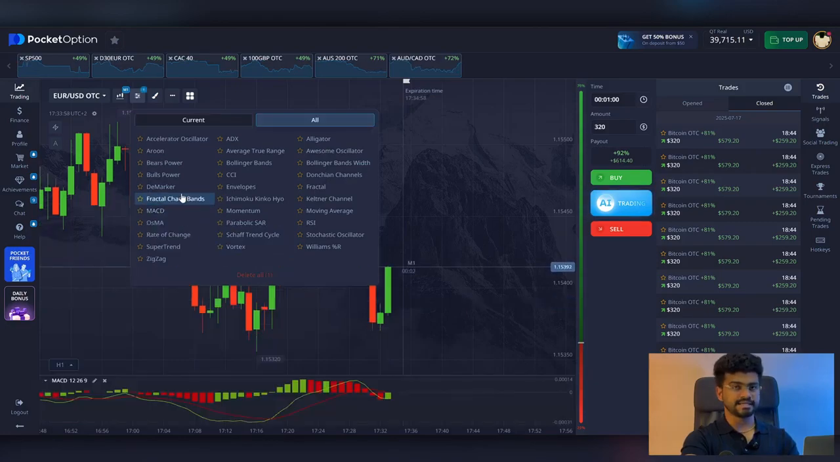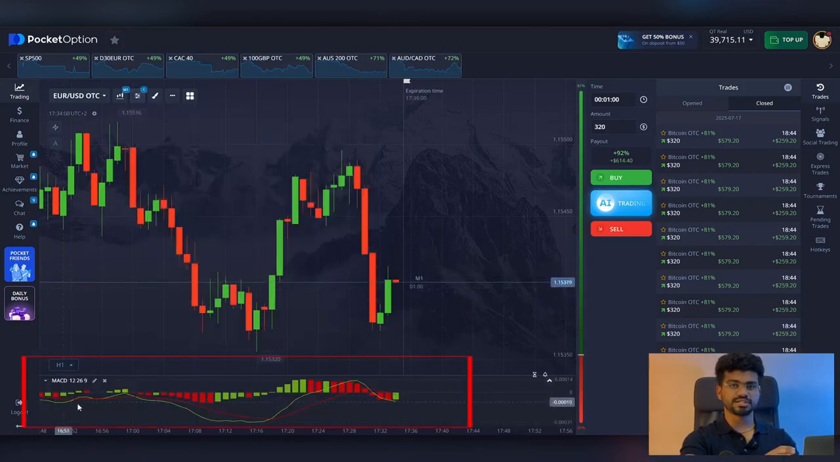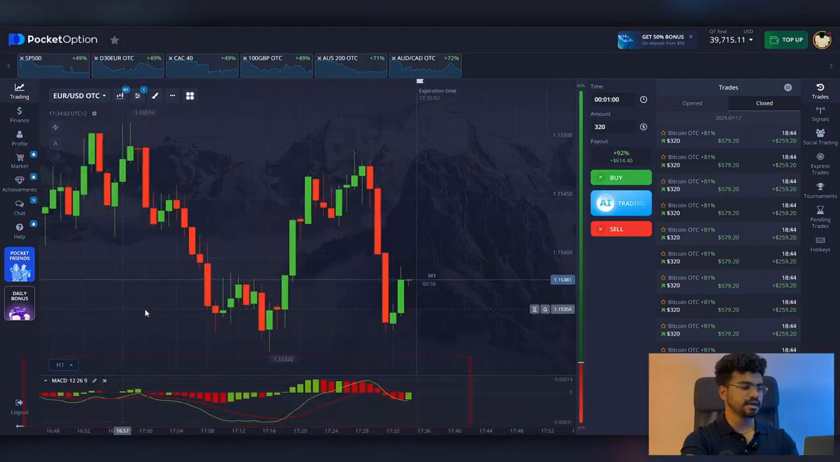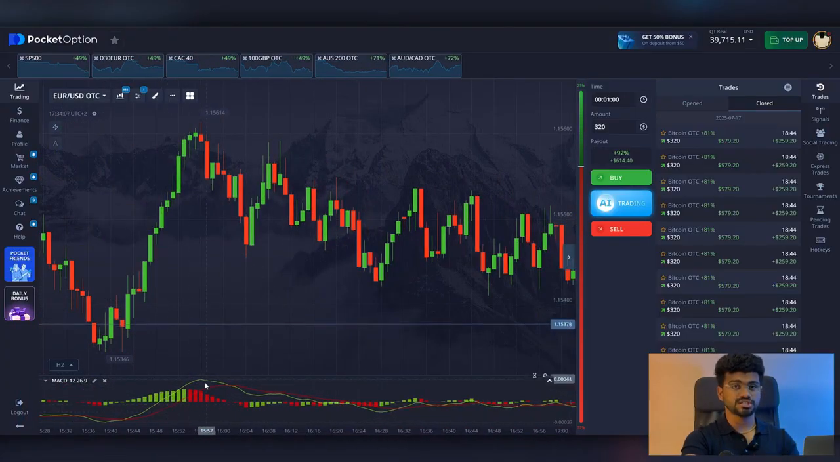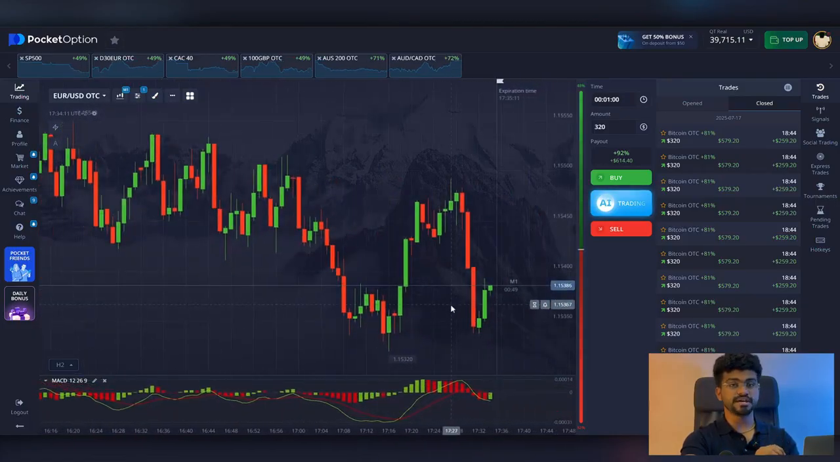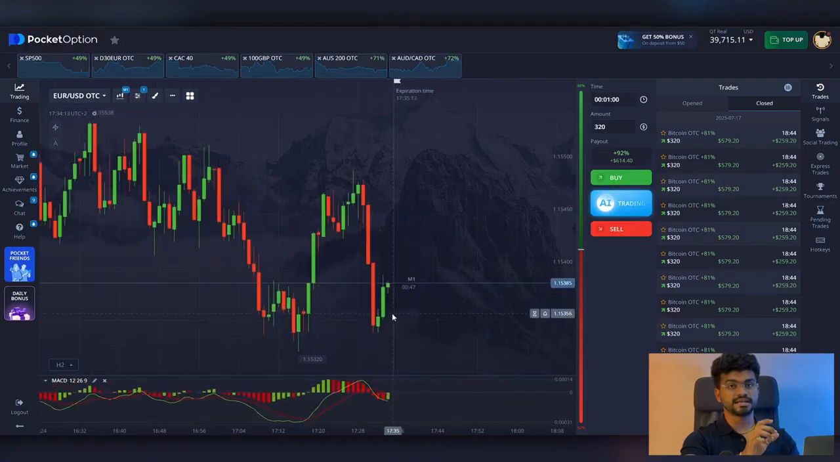First is MACD, which is moving average convergence divergence, and this one helps us to understand the momentum and potential of a trend reversal. It is perfect for spotting where to enter when a new trade is formed.